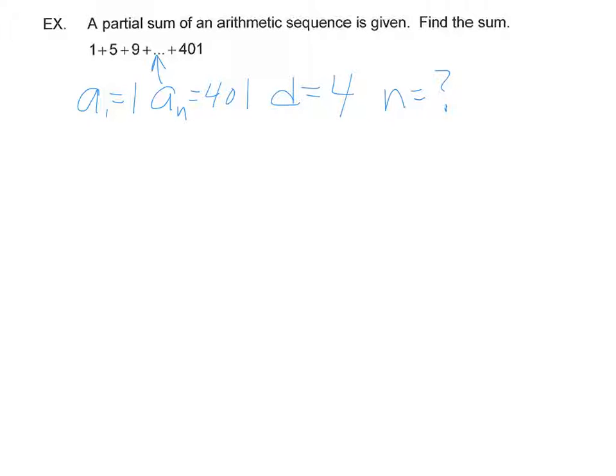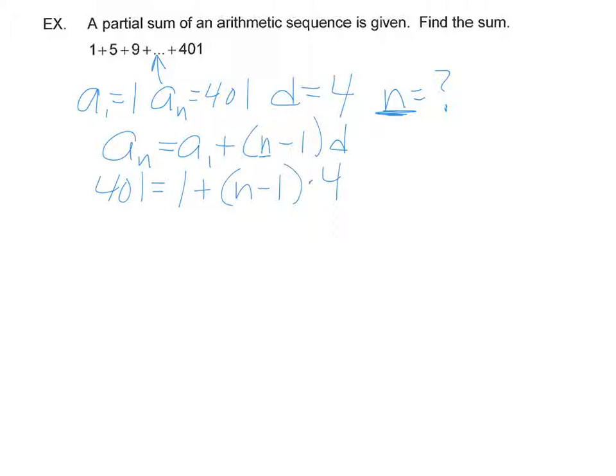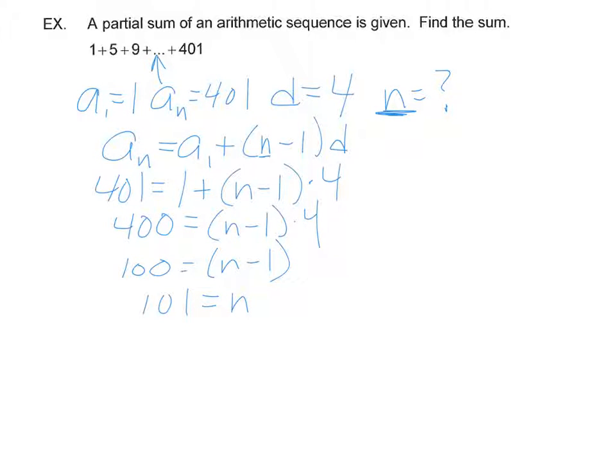But we do have a formula to find the number of terms if we use this formula that we used in an earlier example. Because we have all of the variables here except for n, and that's what we need. A sub n is 401, A1 is 1, we don't know how many terms, and D is 4. I can subtract 1 from both sides, then I have 400 equals n minus 1 times 4. Divide by 4, 100 equals n minus 1, and then add 1. So we know we have 101 terms.